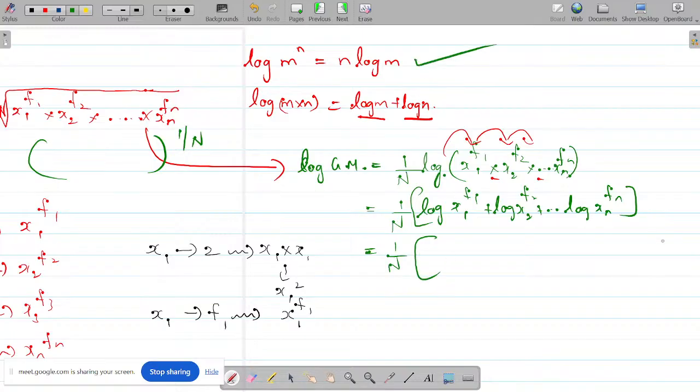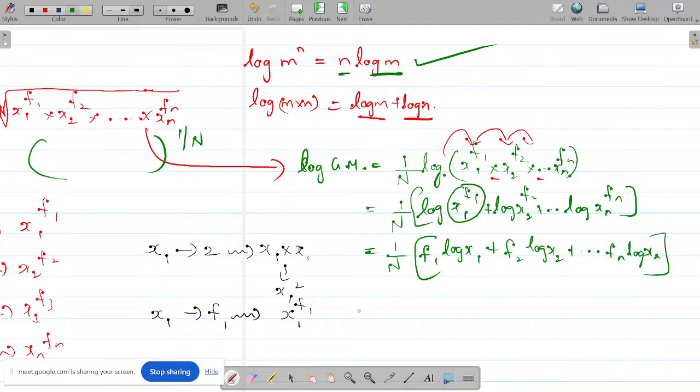Now apply this one, m power n, which means n log n. So this is f1 log x1 plus f2 log x2, and so on, fn log xn. So this is 1 by n f1. See, I have f1 log x1, f2 log x2. If I take the addition of all the values, I'll get summation f log x.